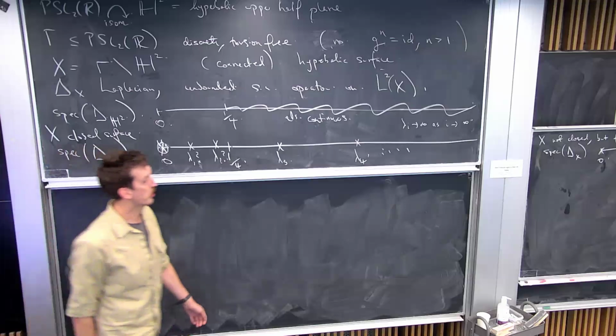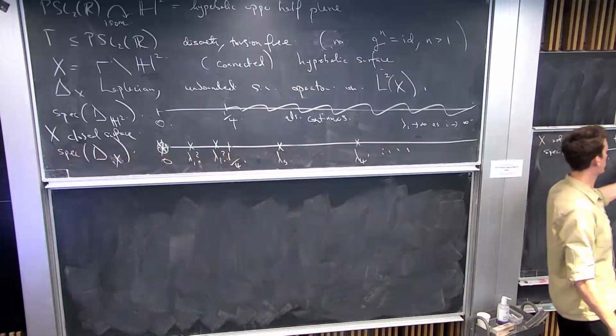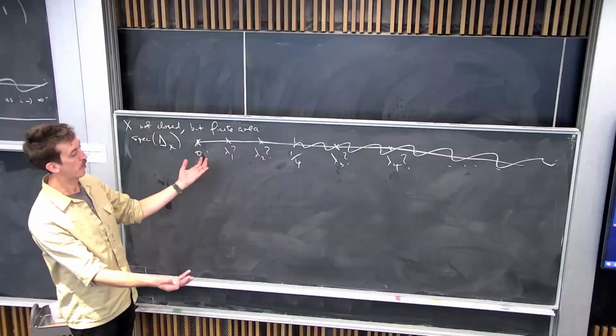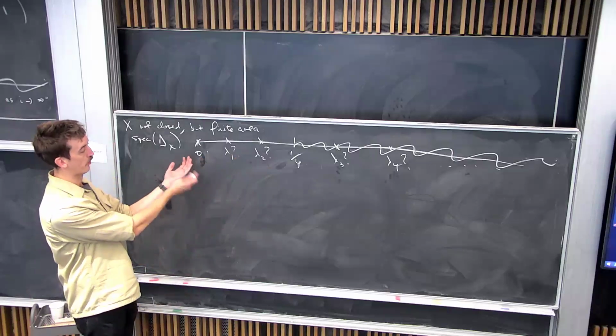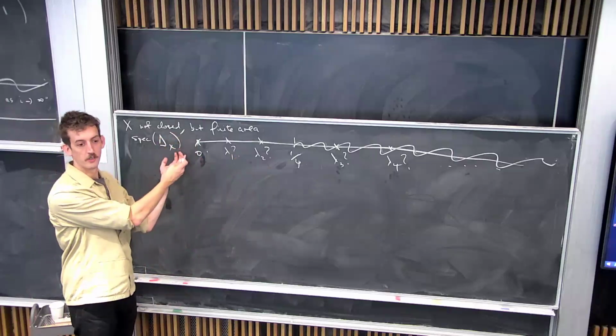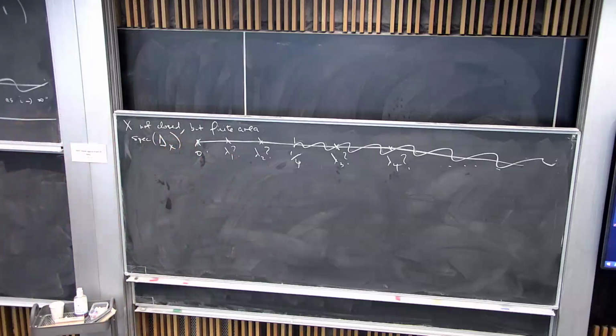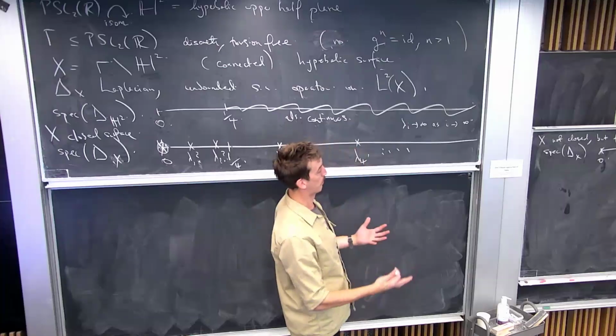So the amusing thing about this picture is that every eigenvalue has a question mark. In fact, it's an open question whether there's a finite area non-compact hyperbolic surface which only has 0 as an eigenvalue. That's actually probably the generic case.